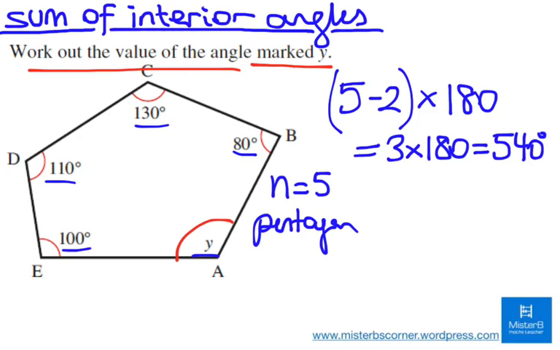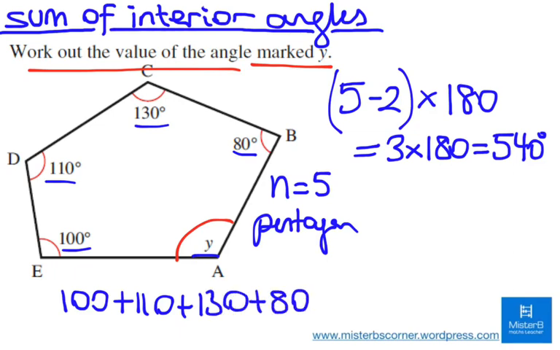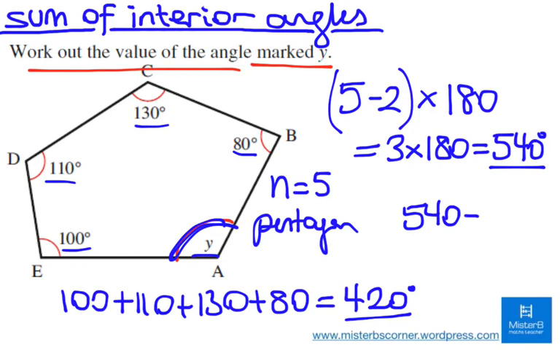On the other hand, I'll start adding all these up: 100 plus 110 plus 130 plus 80. All these angles will make 420 degrees as a sum. So if I take the difference between these two numbers, I'll be finding the value of y. So it's going to be 540 minus 420. So y would be nothing but 120 degrees.